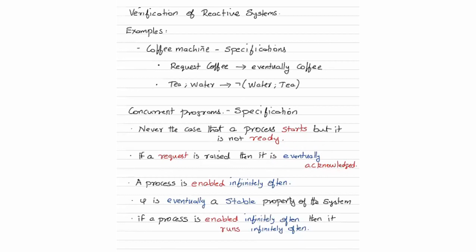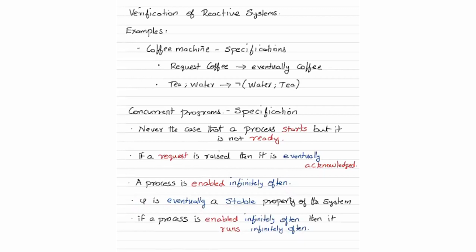Another specification you might want to say is a process is enabled infinitely often. A process being enabled is a predicate, but this notion of infinitely often is something to do with time. It's a temporal aspect. Or, some property is eventually stable in the system. This property itself is a specification, but these words, eventually and stable, have something to do with the temporal aspect of the system.